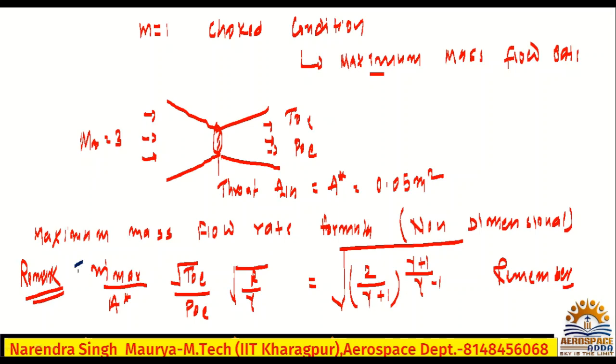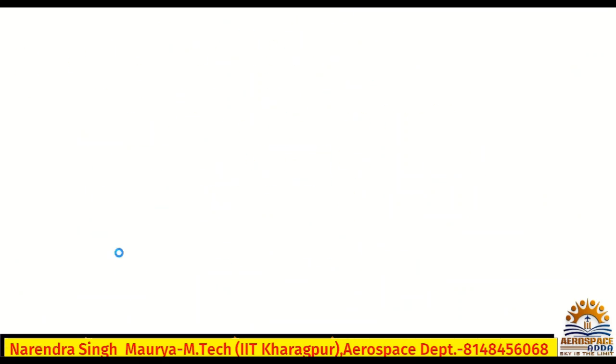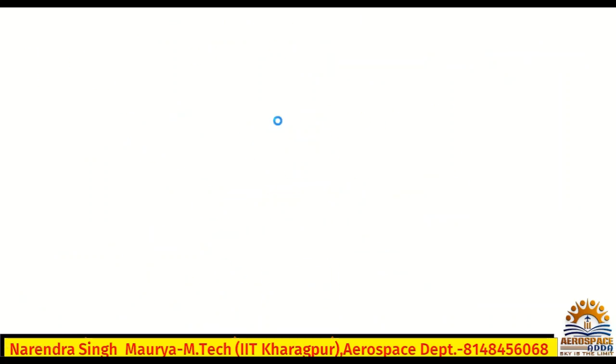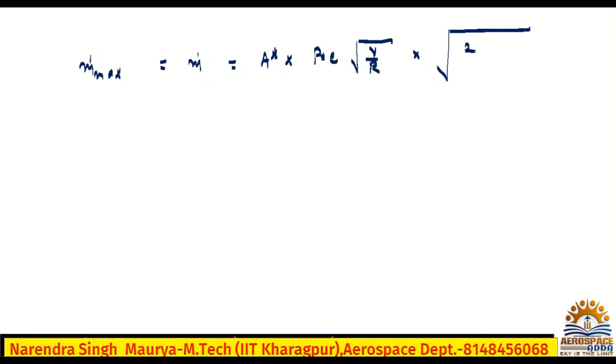Okay. Take the formula. This is the formula. Now use this formula. So what will be the formula here? I must write m dot max. m dot is equal to, take all the values this side, so it is A star into P naught E into root of gamma by R, upon gamma plus 1.